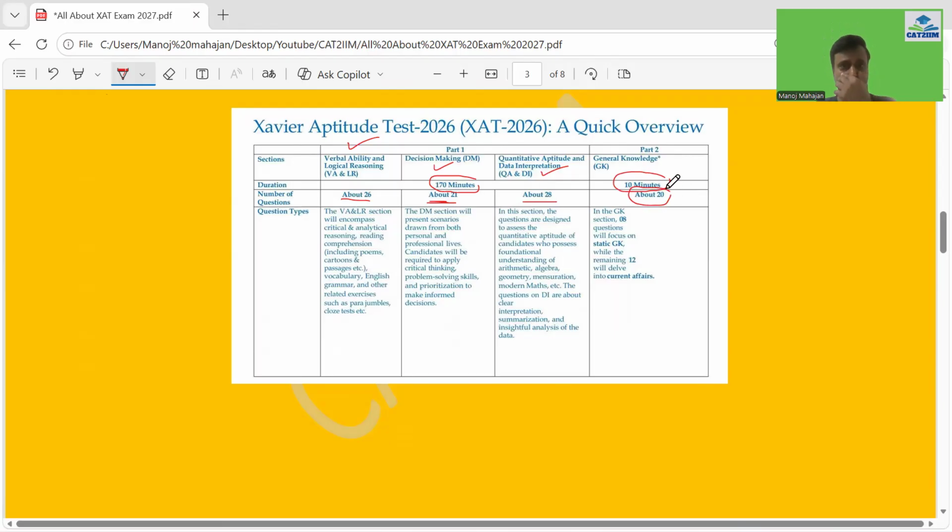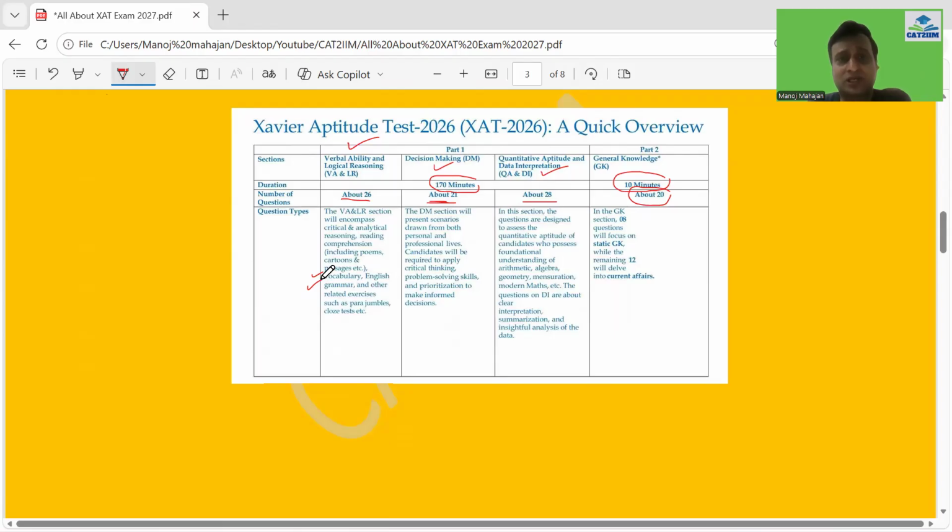So what do you find in the VA and the LR? They have written also the question types over here. So you get critical and analytical reasoning. You, of course, get reading comprehension, including poems. So you do have poems. You might get some cartoon problems also in the section. You do get tested on vocabulary, on grammar, and other related exercises such as parajumble and close test. So you have to thoroughly prepare yourself for the VA and the LR section for the XAT.